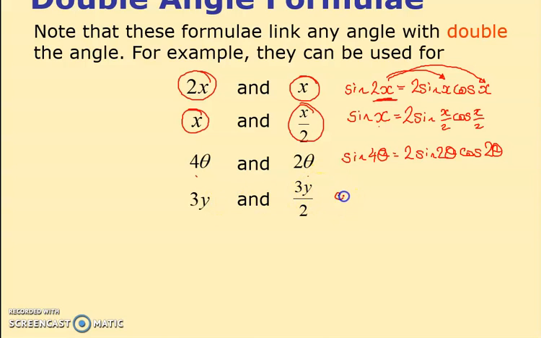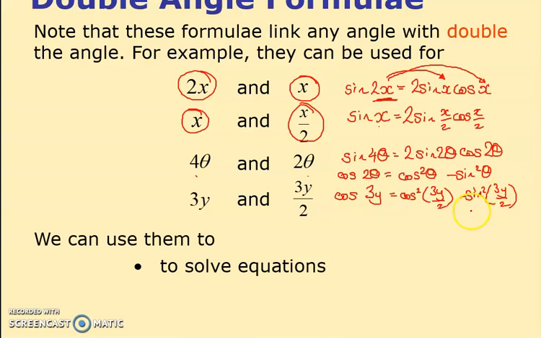So for instance, it could be cos of 3y. Remember the cos formula, we had 3 of them. We had cos of 2 theta, and I said it was cos squared theta minus sine squared theta. Now this works with 3y as well, but I've got to halve it, remember. So this would be cos squared of 3y over 2, see the way I've halved that, minus sine squared of 3y over 2. Or one of the other two versions of that as well.